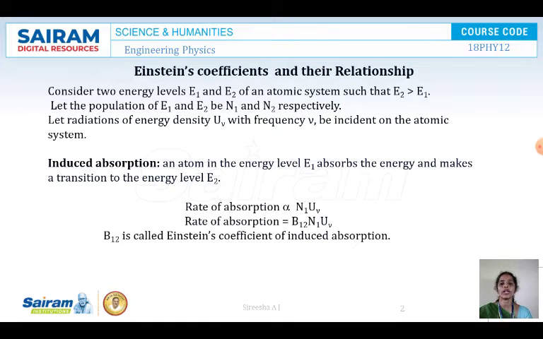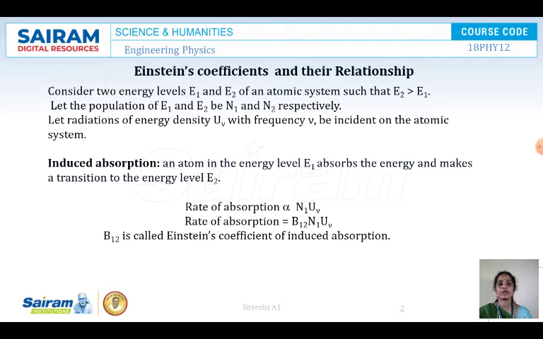Consider two energy levels E1 and E2 of an atomic system, such that E2 is greater than E1. Let the populations of E1 and E2 be N1 and N2 respectively. That means the population of E1 is N1 and the population of E2 is N2. E1 is the ground state and E2 is the excited state. We know that the excited state has a higher energy level, that is E2 is greater than E1.